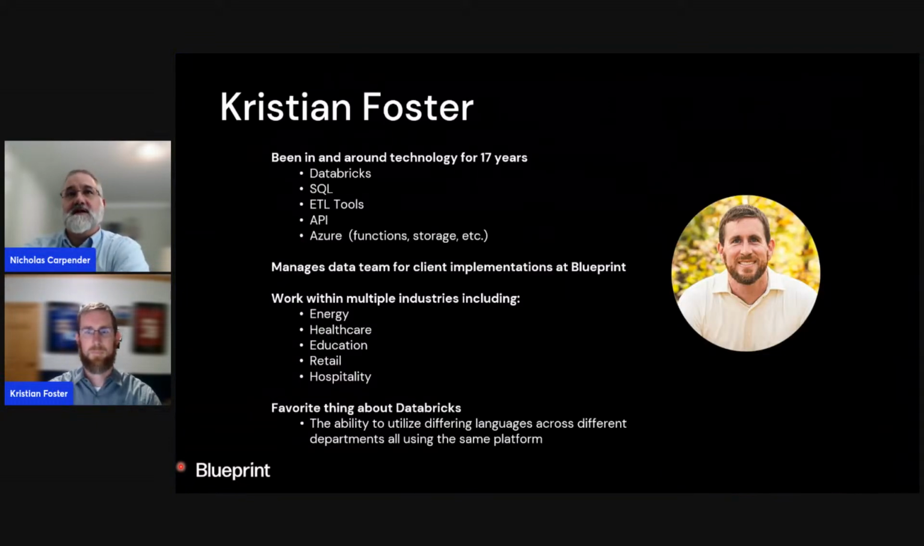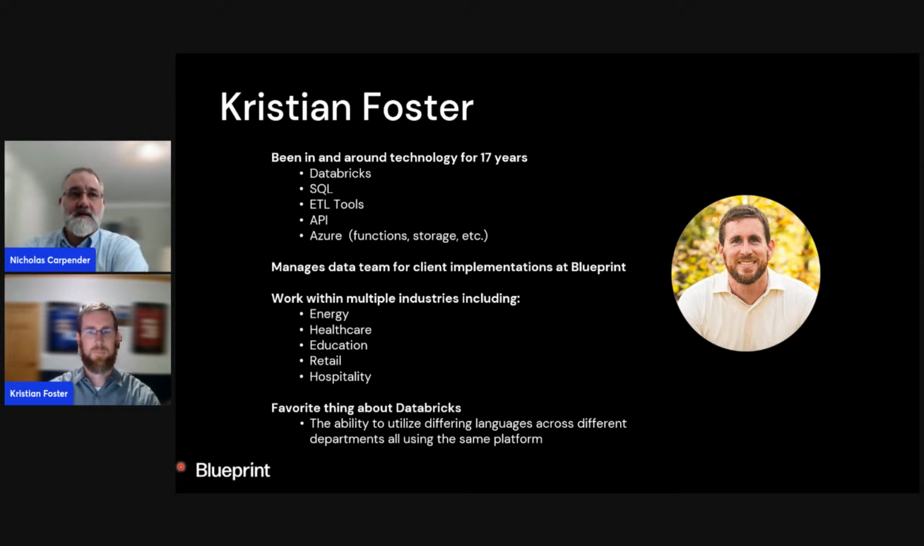He's been in and around technology for about 17 years with a variety of tools, mostly around the data space. He currently manages our data teams for client implementations. And so he helps keep everyone organized and on task. And also, if there's a deep technical issue, he's very gifted there and will step in and help in those engagements as well. He's worked in multiple industries, as you can see some of those listed here. And so he has a huge wealth of knowledge for each sector.